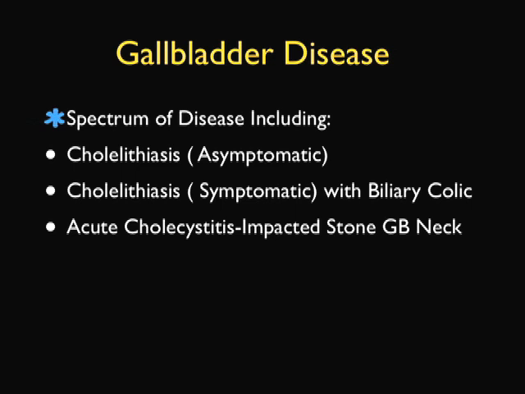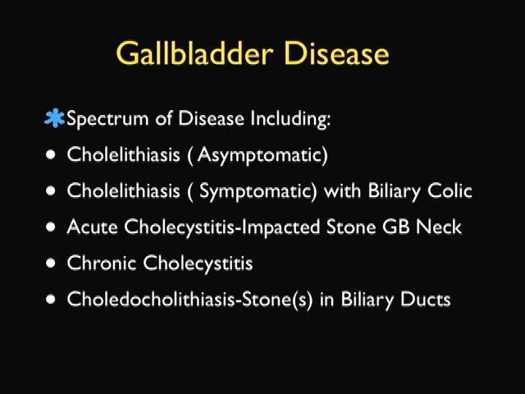Unfortunately, a segment of these patients with gallstones will develop acute cholecystitis, or infection of the gallbladder, usually due to an impacted stone at the gallbladder neck that doesn't allow for outflow of bile into the biliary tree and sets up an infection within the gallbladder. Interestingly enough, a subsegment of the acute cholecystitis patients will have a waxing and waning course with chronic cholecystitis.